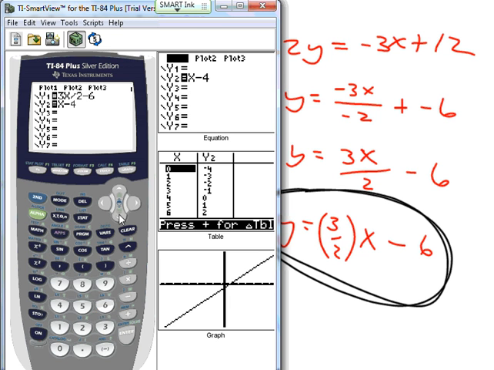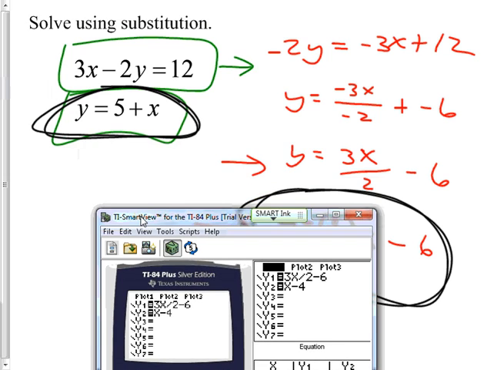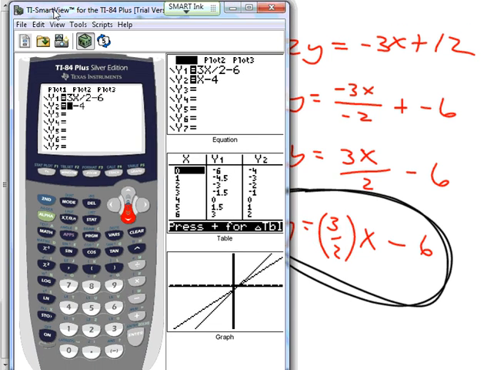And the next equation I have is this other one over here, 5 plus x. I like it to say x plus 5. It really wouldn't matter, but I like the x first.